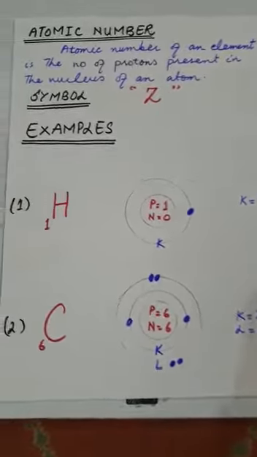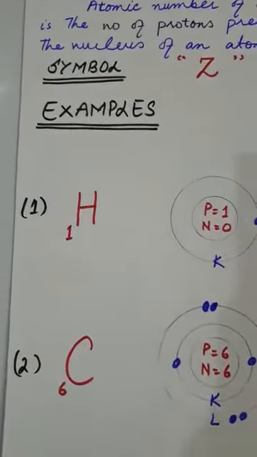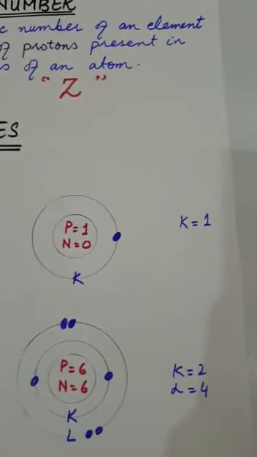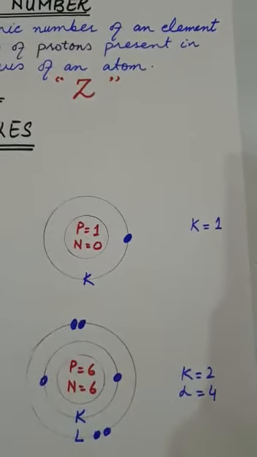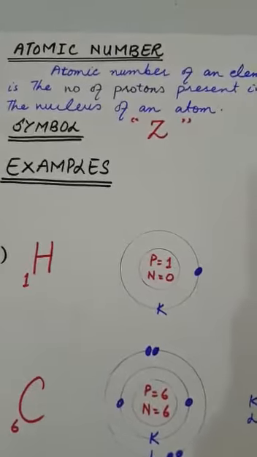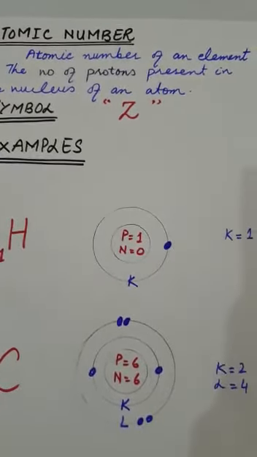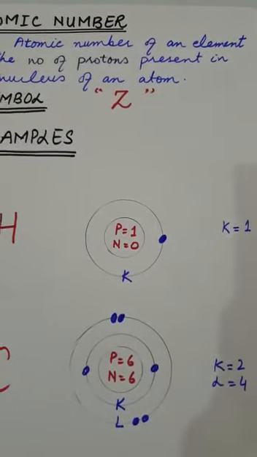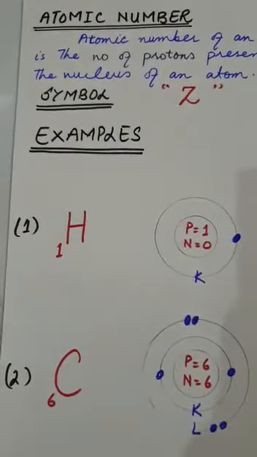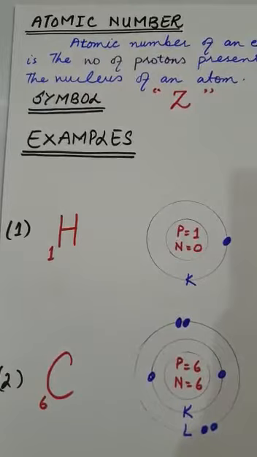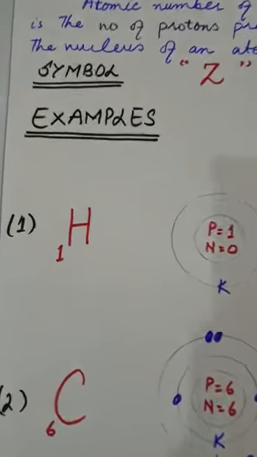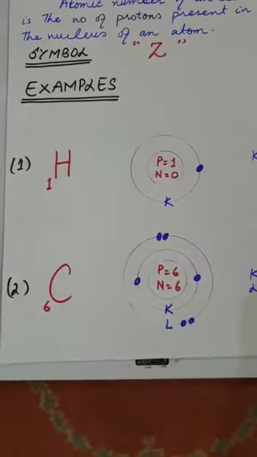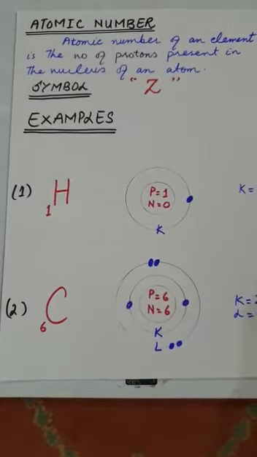Actually the atomic number of hydrogen is 1. Why is it 1? Because it contains only one proton in the nucleus of an atom. Its K shell contains only one electron. But atomic number is actually the number of protons, so we are interested in counting the number of protons. So the atomic number of hydrogen will be 1, and the atomic number is written below the symbol like that.